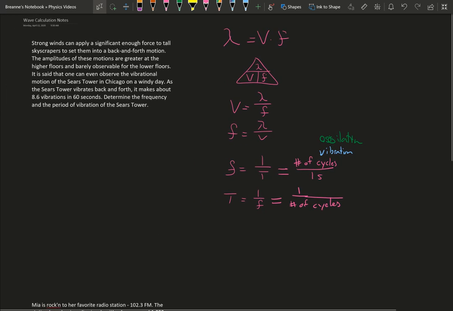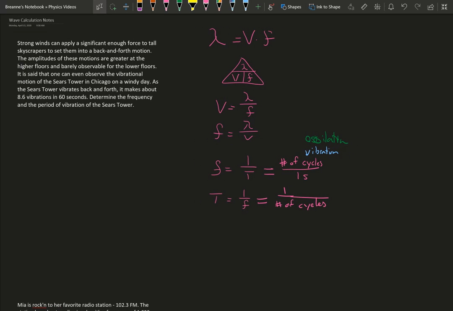So let's look at our example here. A strong wind can apply a significant enough force to tall skyscrapers to set them into a back and forth motion. The amplitude of these motions are greater at the higher floors and barely observable at the lower floors. It is said that one can even observe the vibrational motion of the Sears Tower in Chicago on a windy day.